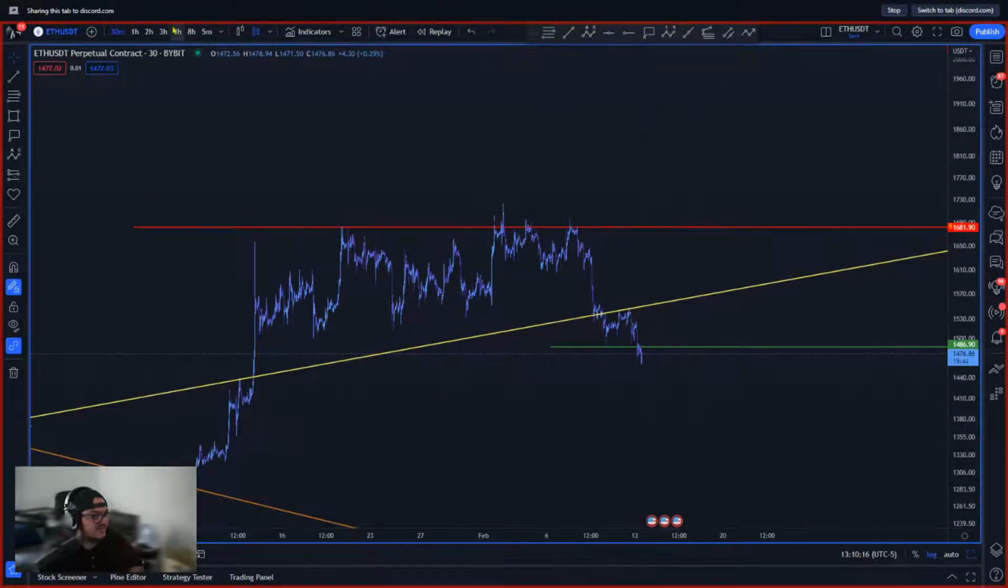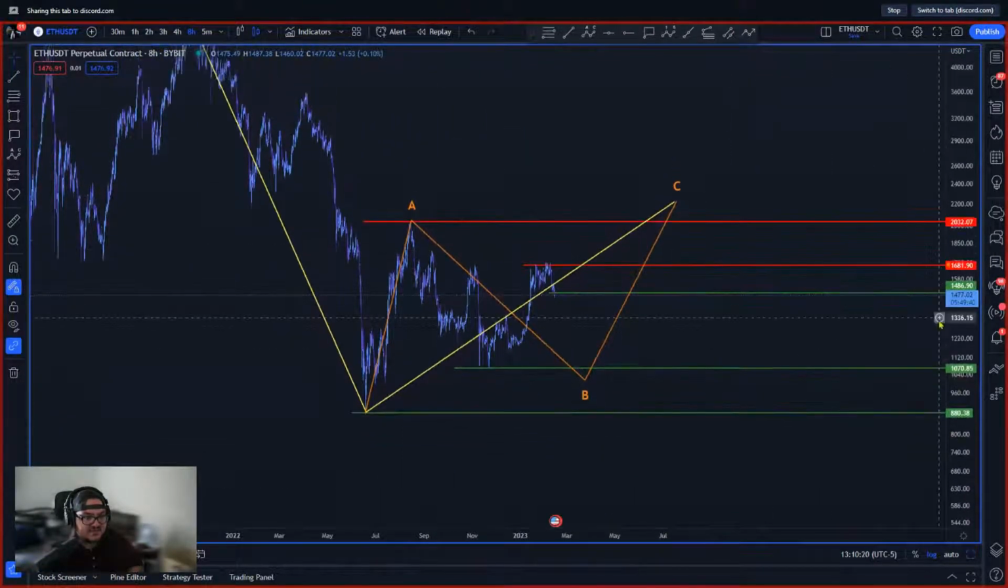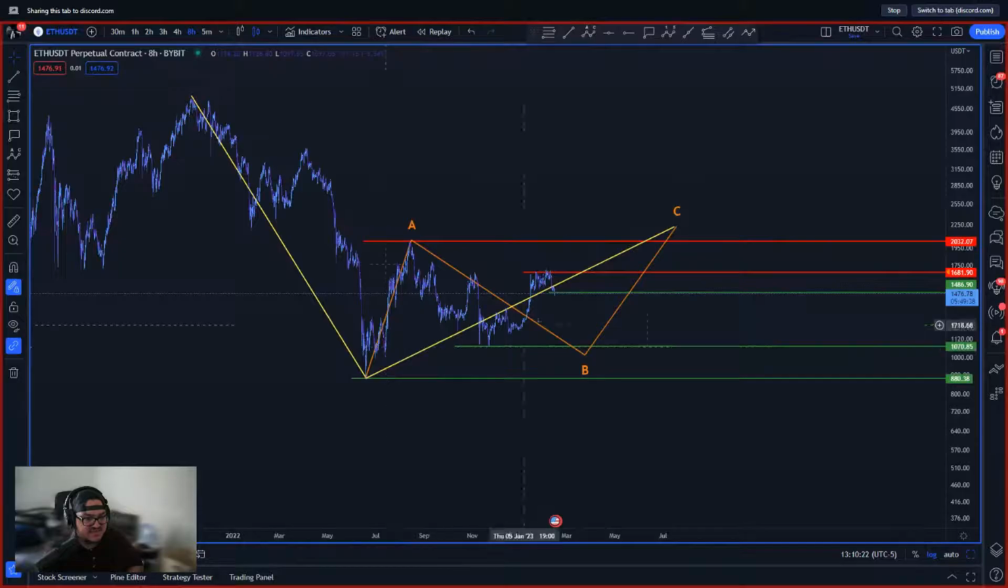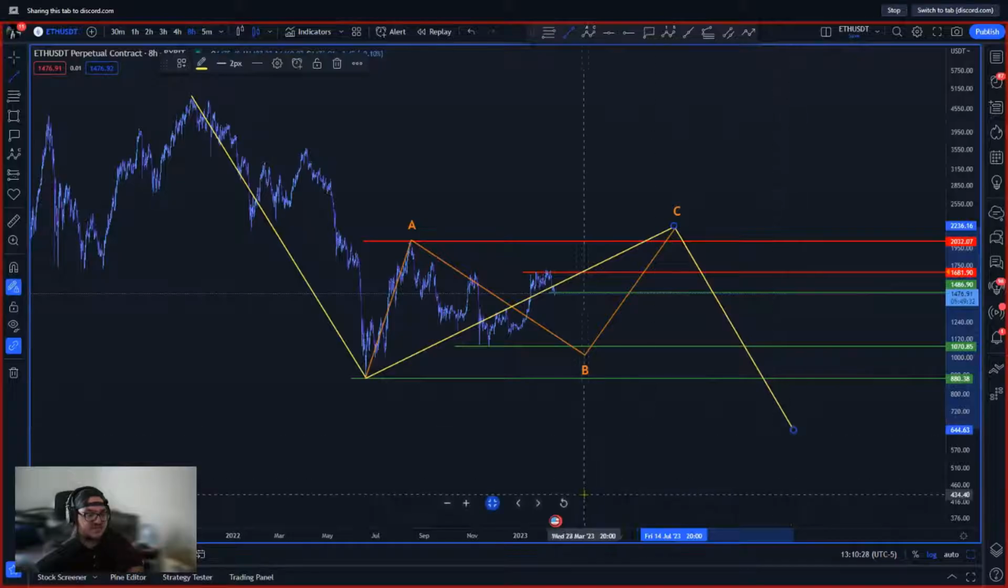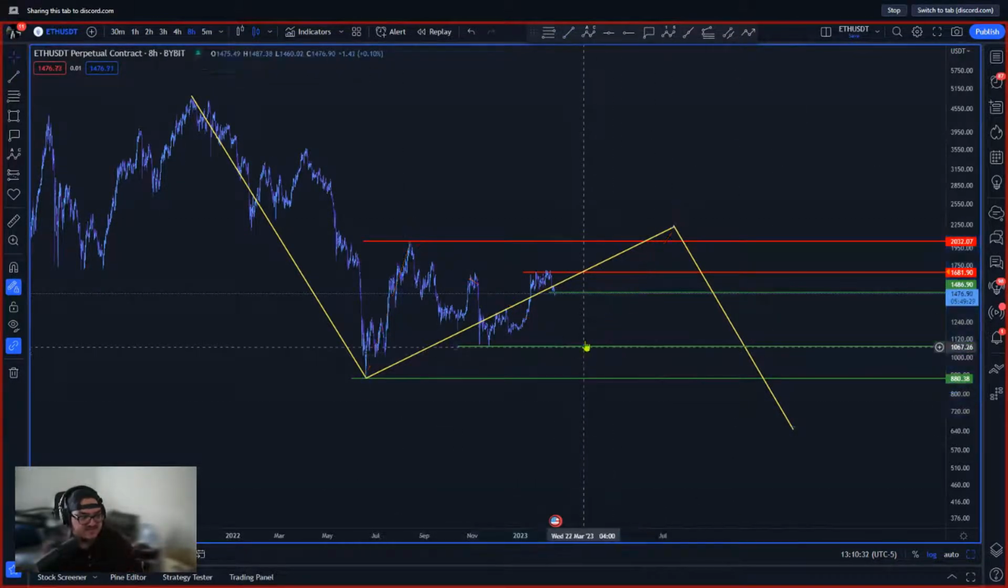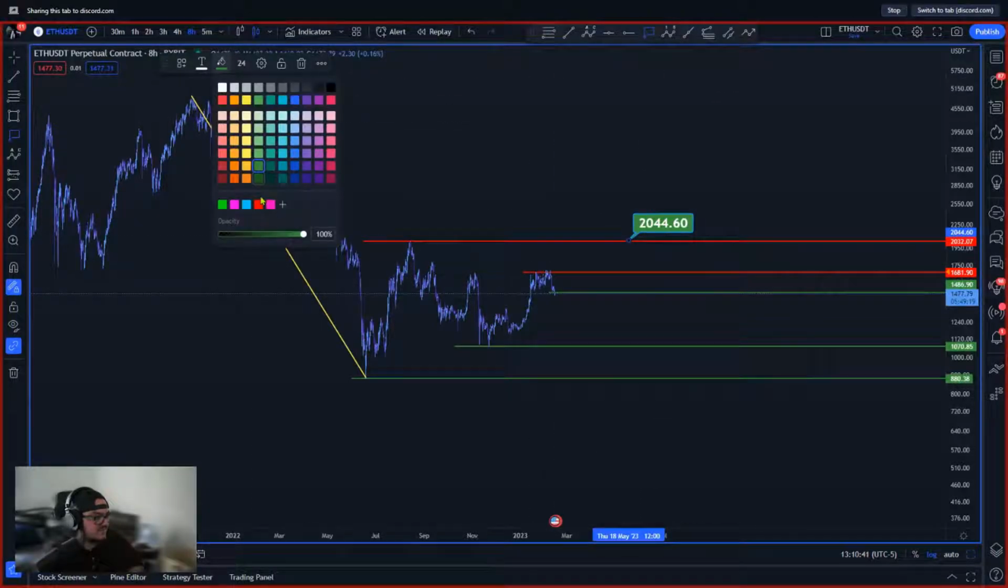Right. So for Ethereum, going back to what I said before, there's a couple different variations of what could be happening. Like I said, the second one is that maybe we're putting in a larger B wave, and then we're going to come down and extend for maybe a much larger continuation of the bear market. That's very well a possibility. If that is the case, we're going to need price to come up past the pivot of this A, which is around 2044.